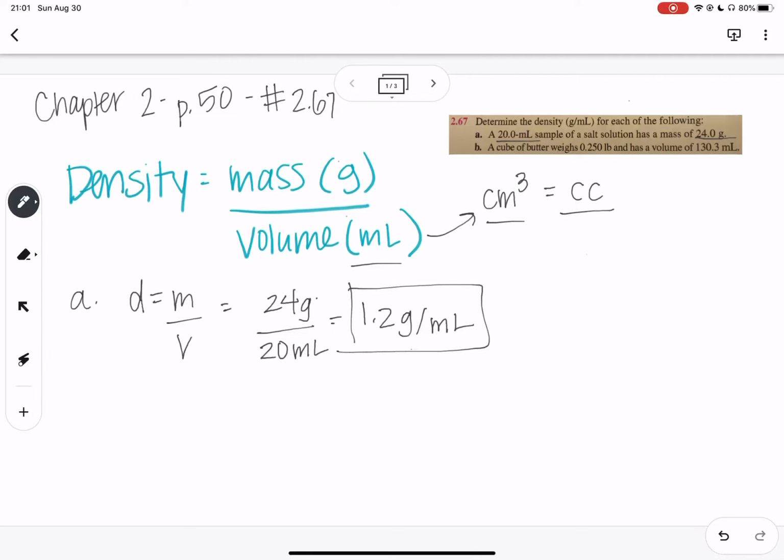They don't cancel out. You could also write g/mL, or grams over milliliters. These are both right. All right, good job.